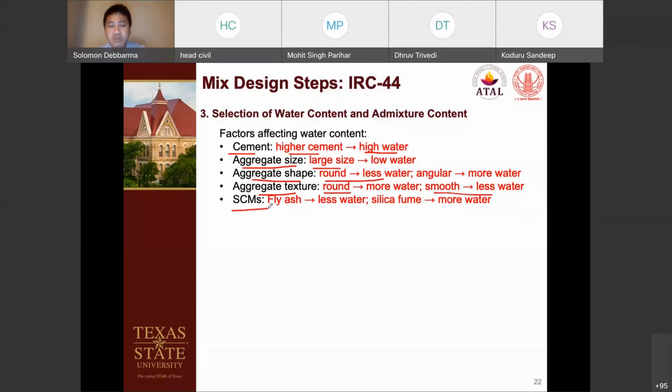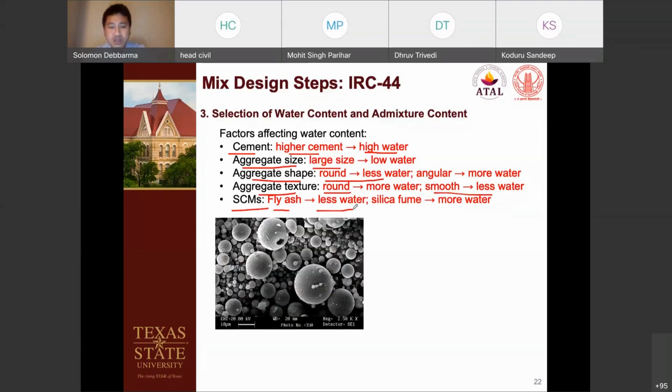And yes, silica fume, like ACMs. ACMs is nothing but supplementary cementitious material, so these are nothing but mineral admixtures. For example, if we use fly ash, it would require less water. You can see this is the microscopic image of fly ash. Because of its spherical shape, the fly ash particles give a lubricating effect, so there will be a lesser requirement of water.